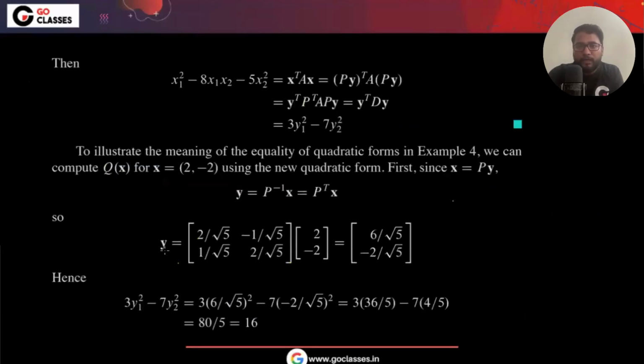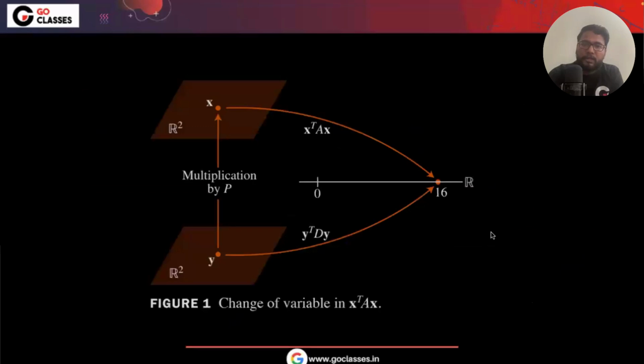Okay, if you do that, then the final answer will be basically 3y1 square minus 7y2 square, 16 only, right? So what we have done, see here, instead of directly using it, you can directly use it, but we have multiplied this x with p transpose. Then we have got y, then you can do using the y also.